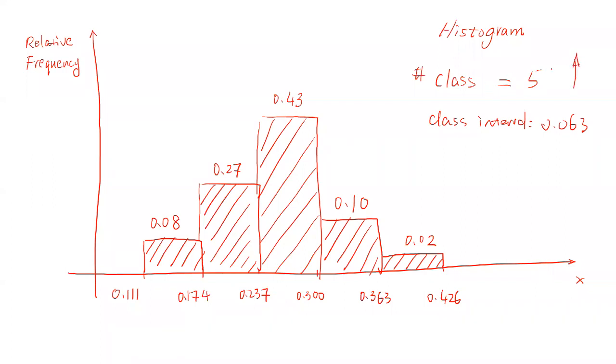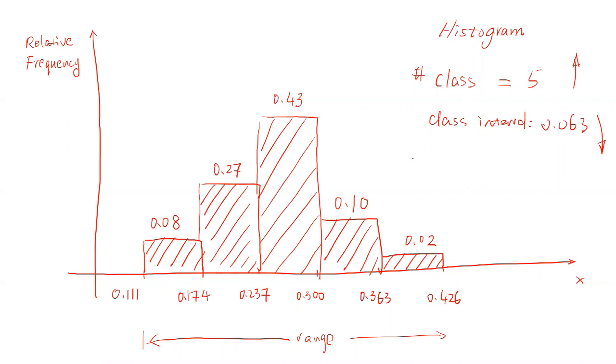We can increase the number of classes. As the number of classes increases, the class interval decreases, right? Because the range is fixed. This is called the range. The range is fixed. So as the number of classes increases, the class interval decreases, right?